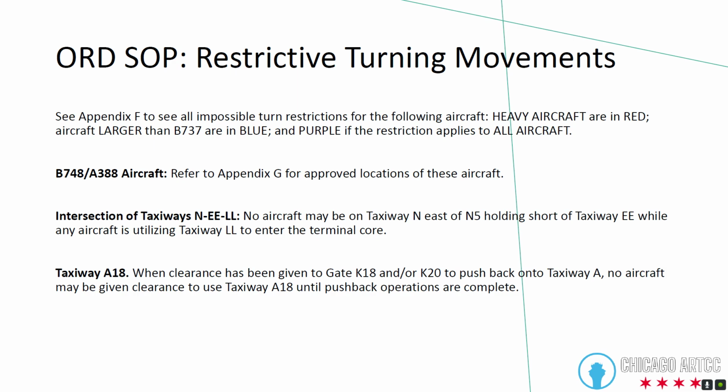And Alpha 18: when clearances are given to gate Kilo 18 and/or Kilo 20 to push back onto taxiway Alpha, no aircraft may be given clearance to use taxiway Alpha 18 until pushback operations are complete.